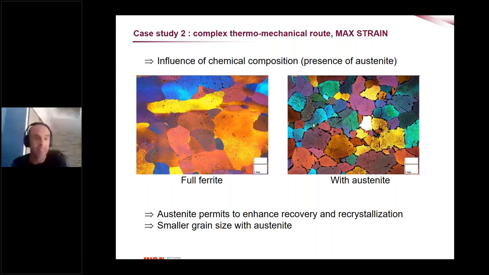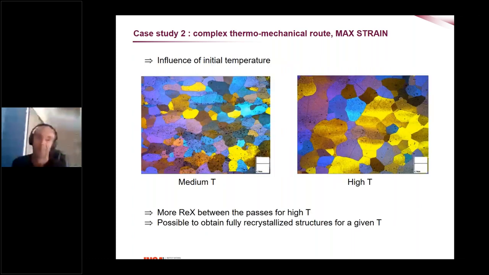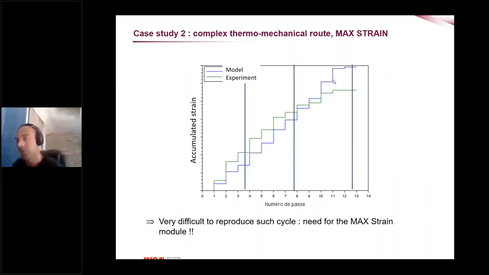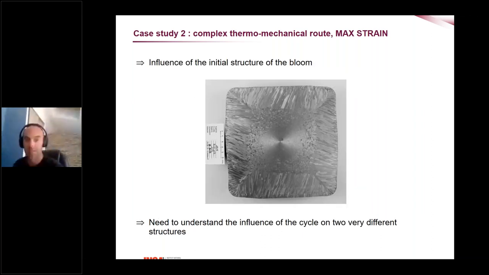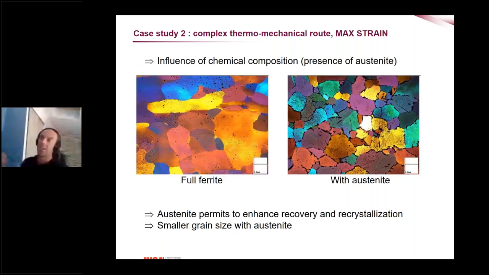Now, we managed to do something else that is not easy to do in the real process, which is that we change the first temperature. I mean, the initial temperature at which you begin to roll your samples. Once again, this is only strain according to number of passes, but you have to imagine that during this process, the temperature is decreasing at the same time in the real process. But in the MaxStrain, we are able to change the temperature whenever we want. So we were able to reproduce another type of process for which we change the initial temperature.